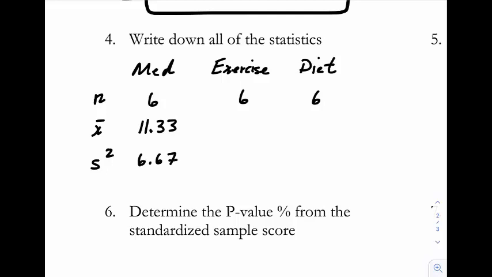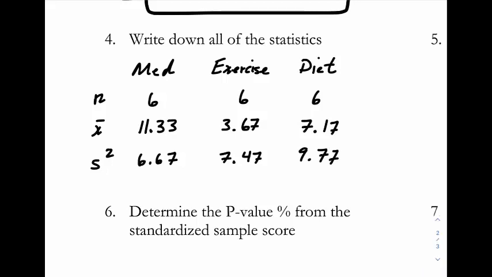So putting that in for each one of those, you go to the next group, the exercise program, and now we go from 11.33 to a 3.67 average, with a variance of roughly about the same, 7.47. And the last one, for the diet, that average is 7.17, and the variance for that was 9.77.